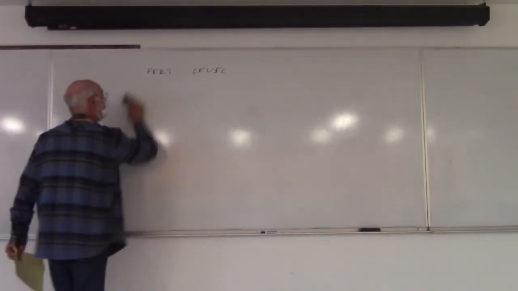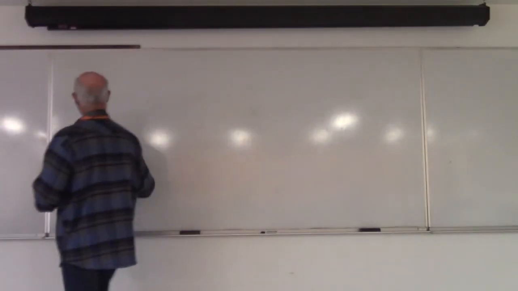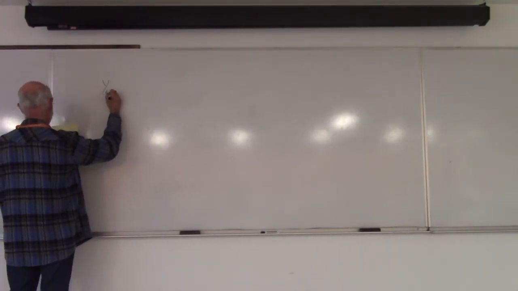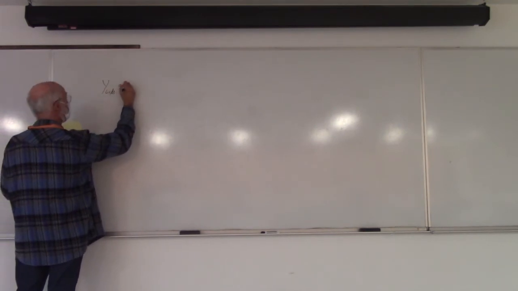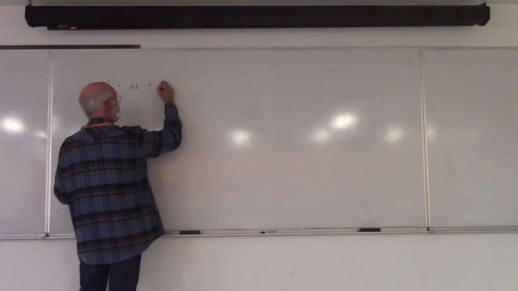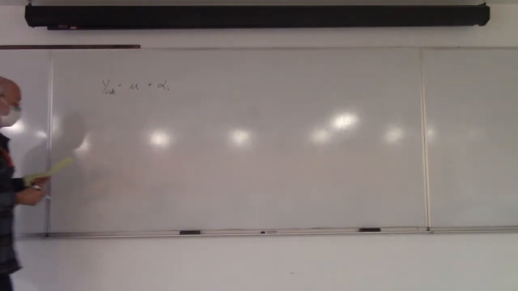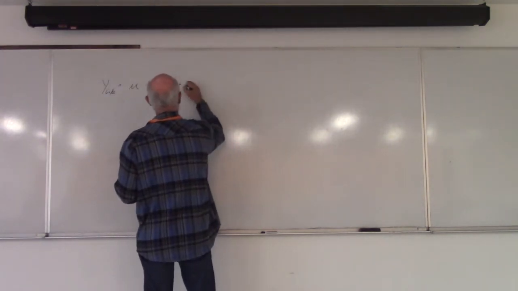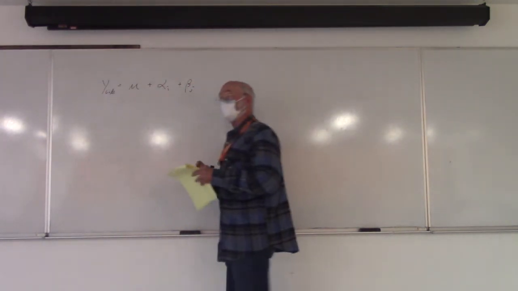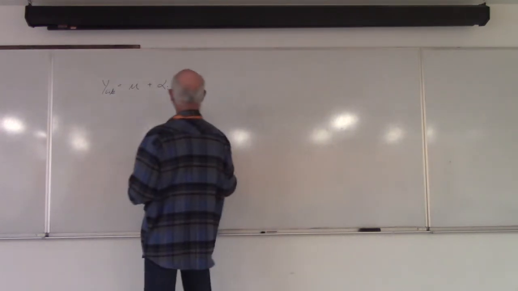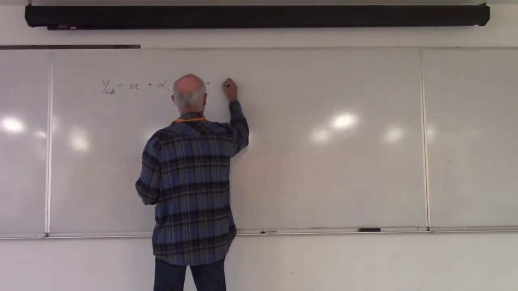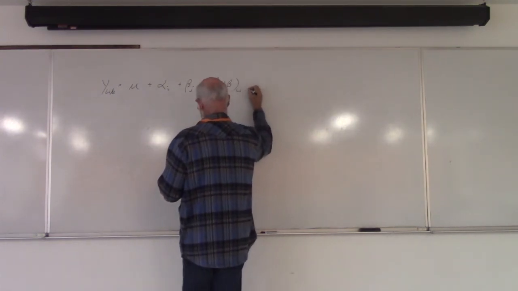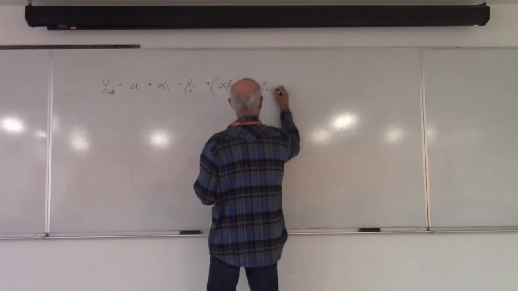And now, it should be painfully obvious. When we say, let's write down the model, we're going to do y_ijk is equal to mu plus alpha_i. Alpha_i will be fertilizer level, okay? Plus beta_j, which will be seed type, plus (alpha beta)_ij plus epsilon_ijk.